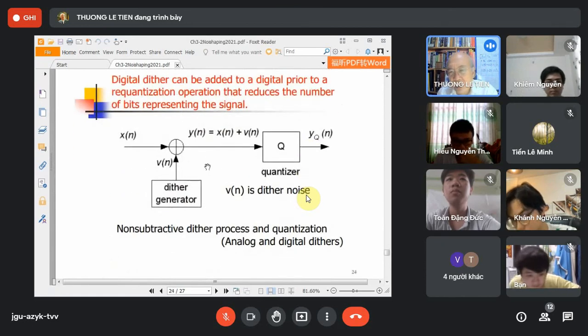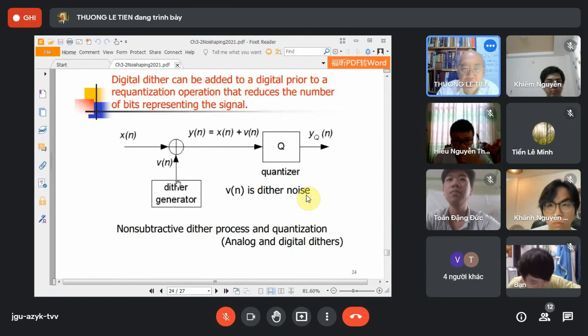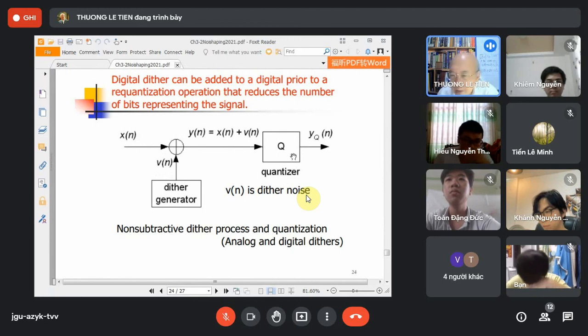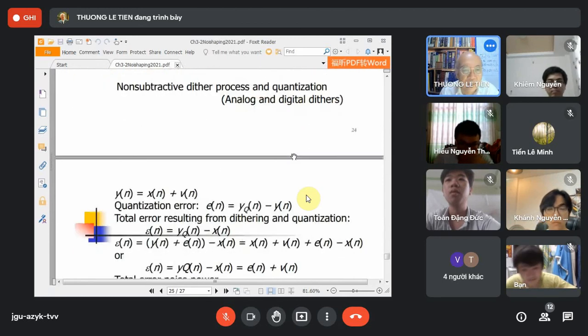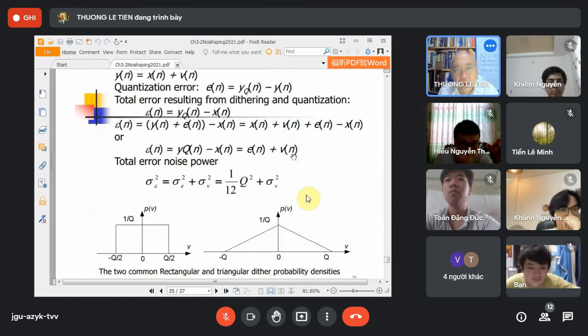And this is the digital, or discrete-time, jitter. We have a discrete-time signal S_n, add discrete noise V_n to it, and then put it into the quantizer for ADC conversion. Then we can write S_n equal to S_n plus V_n.